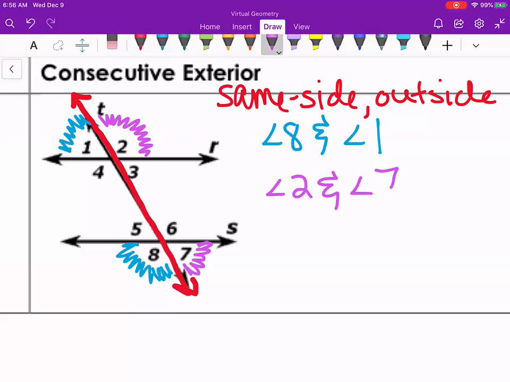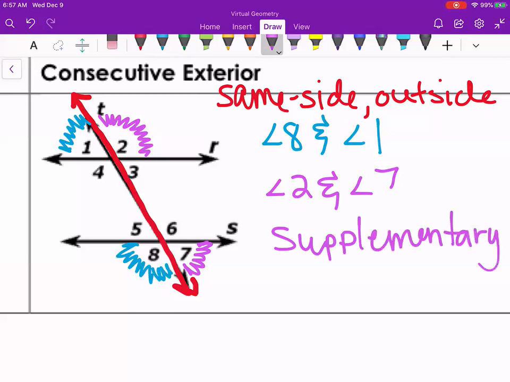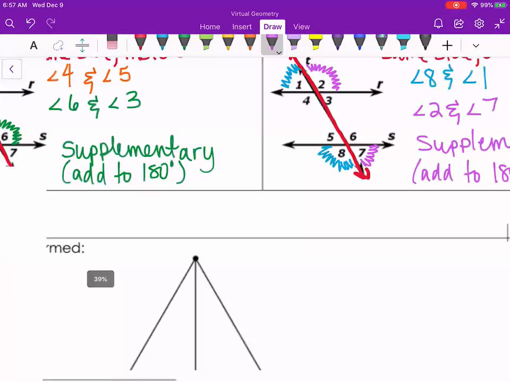And like the consecutive interiors, consecutive exteriors are also supplementary, which again means they should add to 180 degrees. So whatever is at 8 plus whatever is at 1 makes 180, and then whatever is at angle 2 plus whatever is at angle 7 makes 180.